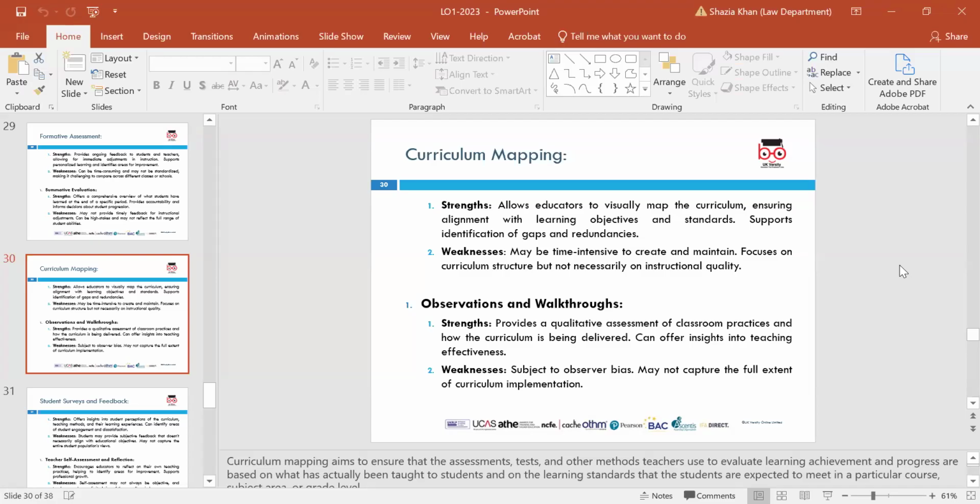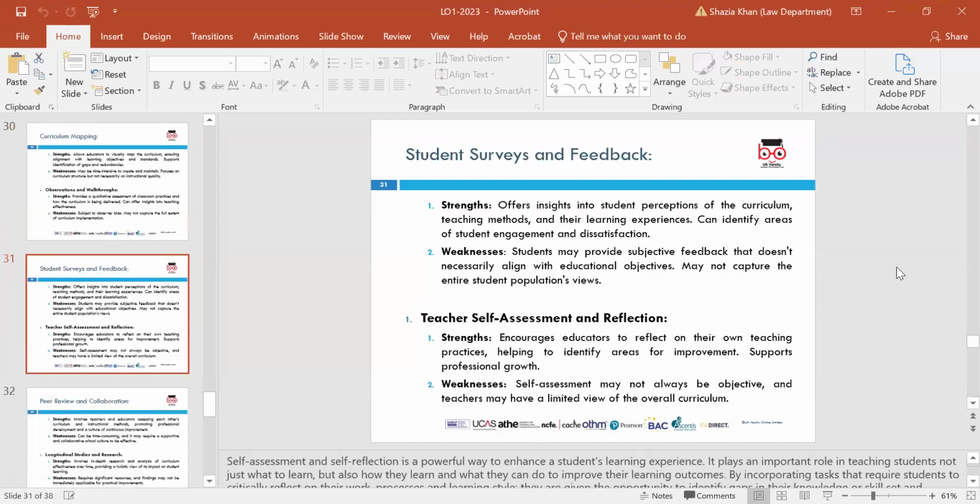The strength of that is that it provides a qualitative assessment of classroom practices and how the curriculum is being delivered. It can offer insights into teaching effectiveness. The weakness is it's subject to observer bias, and it may not capture the full extent of curriculum implementation.